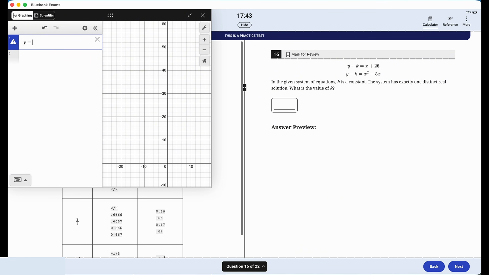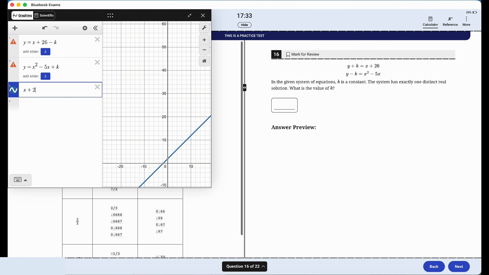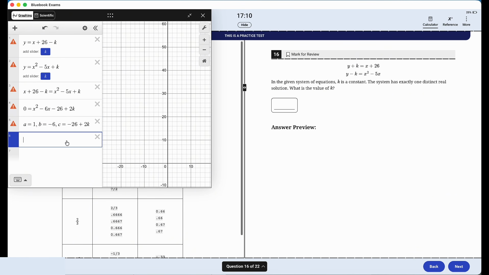So what I'm going to do first is write these equations in terms of Y equals, because I have to do a little bit of algebra first to set this up. So it'd be like this, and then we set them equal to each other because it's a system. And then finally, I can set this equal to 0, because we want a quadratic that's equal to 0. So it's going to be like this. I subtract the x, it's minus 6x. I subtract the 26, it's minus 26, and I add k, so it becomes 2k. So now you see a is 1, b is negative 6, and c is negative 26 plus 2k.